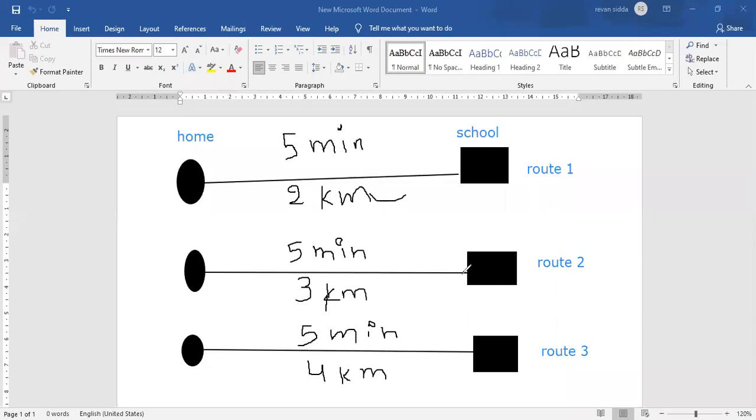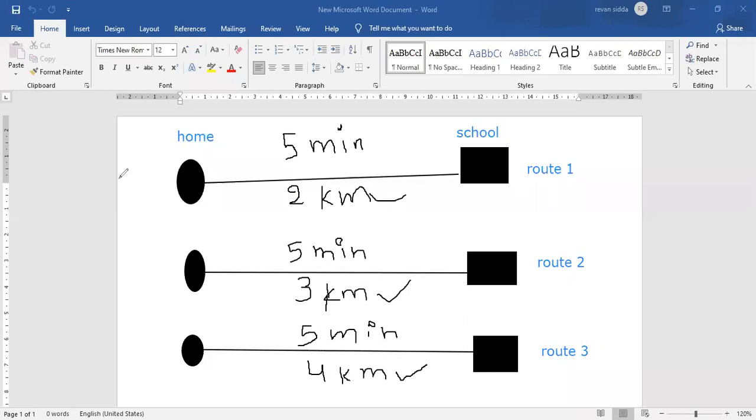Because he didn't reach the school by the way you took. He has not taken the same route that you have taken. He has taken a different route to reach the school. So the second route distance was 3 kilometers. And one of your family members has taken almost 4 kilometers to reach your school, and he has taken 5 minutes of time to reach, and the distance was 4 kilometers.